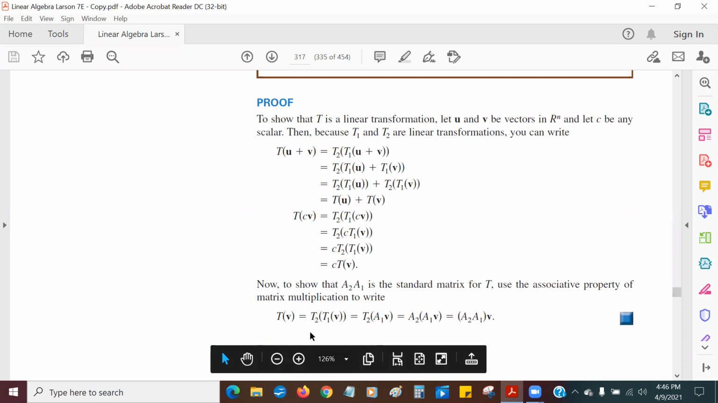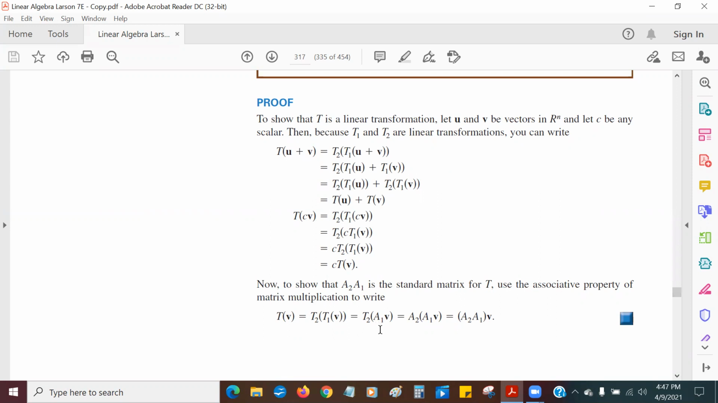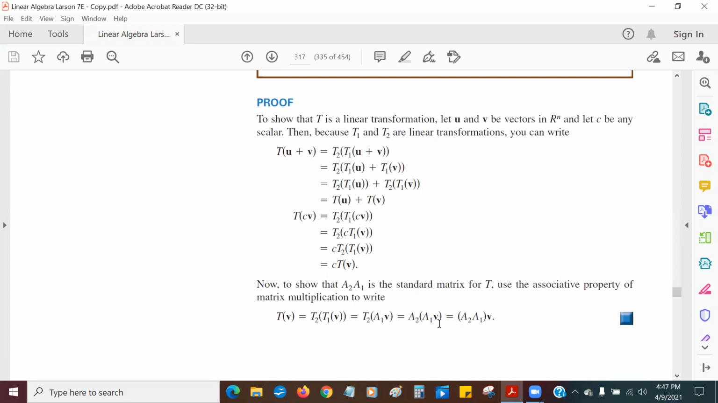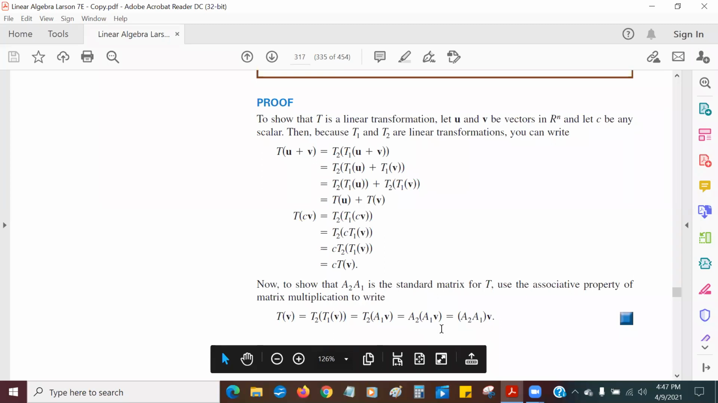T of V is T2 of T1 of V, but T1 of V is equal to A1 times V, because A1 is the standard matrix. T2 of A1 V is A2 times A1 times V. And now we know that matrix multiplication is associative, so A2 times A1 times V is A2 times A1, in parentheses, times V. But that means that A2 times A1 is the standard matrix, because T of V is equal to this product times V. So we've just shown that this product of the matrices is the standard matrix for the composite linear transformation.